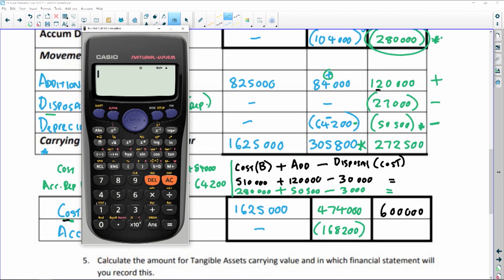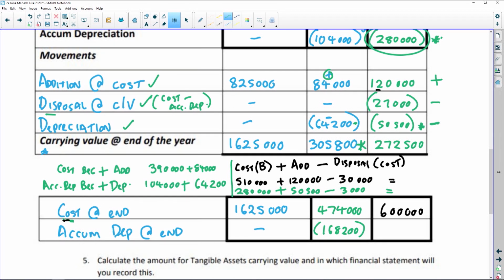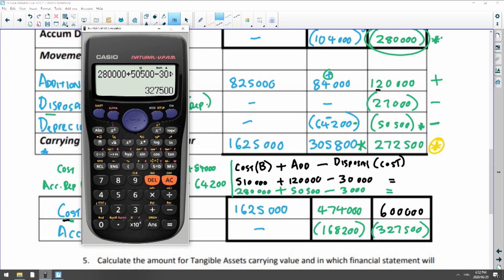Let's clear that. So we're starting with 280,000 plus 50,500 minus 3,000, and that gives us an amount of 327,500. Right? And now we can check whether or not we're correct, because remember, when I now subtract, I need to get this amount here. Okay, so let's do that quickly to see whether we're getting that amount.